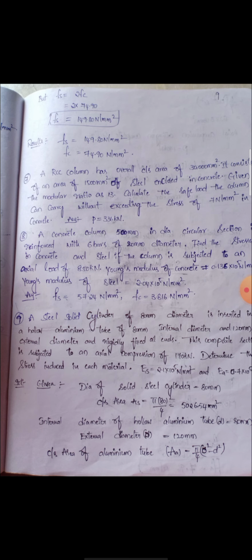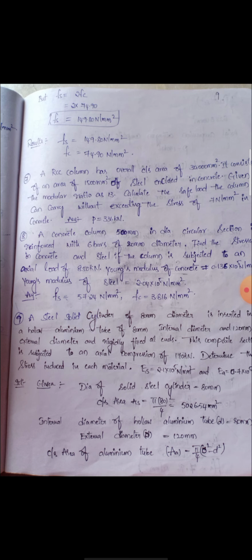Determine the stresses induced in each material. So Fs and Fa values we have to find out. For that, the Young's modulus value of steel is 2.1 into 10 power 5 Newton per mm square, and Ea, nothing but Young's modulus of aluminum, is 0.7 into 10 power 5 Newton per mm square. So this is the given data. A steel solid cylinder is inserted inside a hollow aluminum tube. So this is the composite section, having two materials.